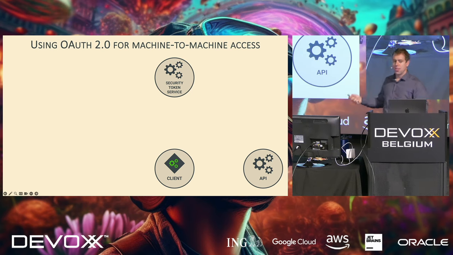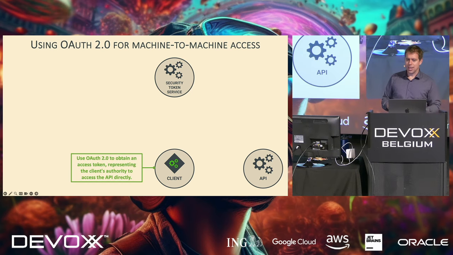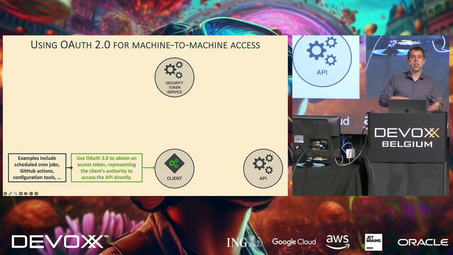Here's how it works. The client is configured as an OAuth client. The client is going to use an OAuth flow, the client credentials flow, to obtain an access token, and that represents the authority of the client to access the API. Examples include scheduled cron jobs, GitHub Actions that need to contact APIs, configuration tools, anything that doesn't involve a user. That's essentially it.